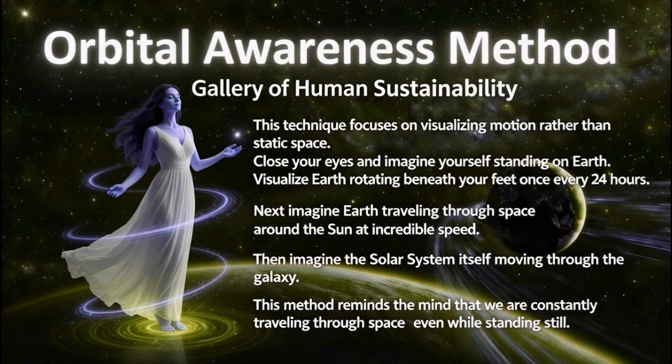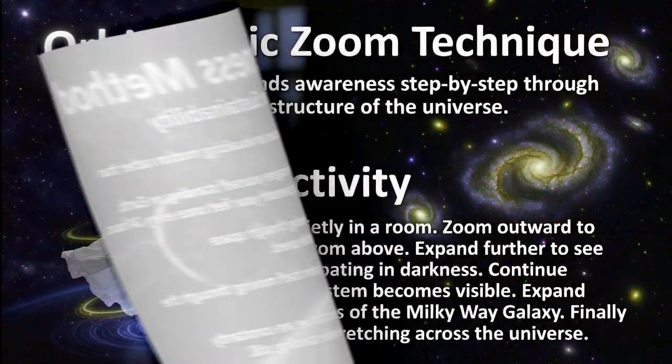Unique Cosmic Expansion Techniques. 1. Orbital Awareness Method. This technique focuses on visualizing motion rather than static space. Activity: Close your eyes and imagine yourself standing on Earth. Visualize Earth rotating beneath your feet once every 24 hours. Next, imagine Earth traveling through space around the Sun at incredible speed. Then imagine the solar system itself moving through the galaxy. This method reminds the mind that we are constantly traveling through space, even while standing still.